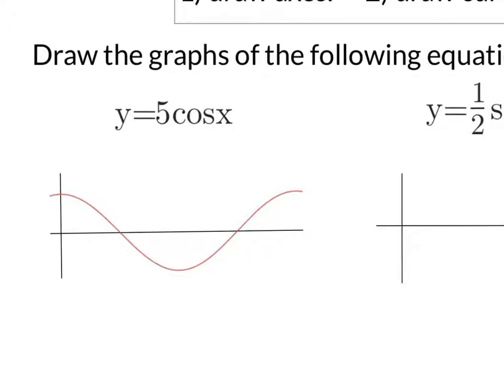Now, cos curve goes between 1 and -1 on the y-axis. Well, if it's 5 cos x, that means it goes between 5 and -5. But as I said before, the x-intercepts do not change. So this is still going to be 90 degrees, and this is still going to be 270 degrees. That means the minimum value is at 180, and the next maximum point is at 360.